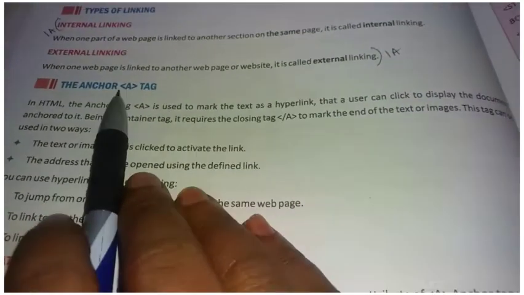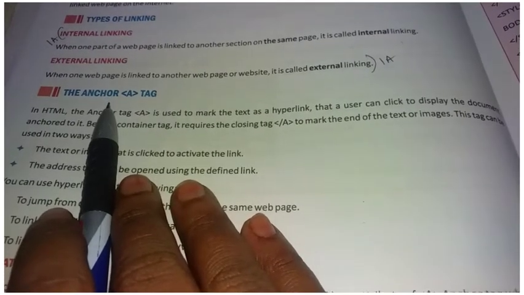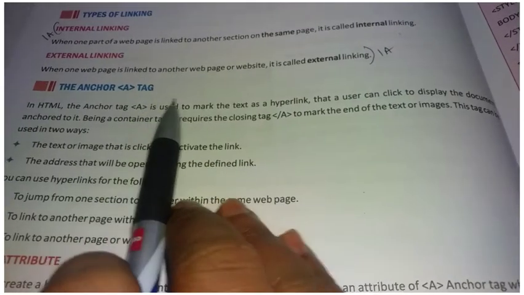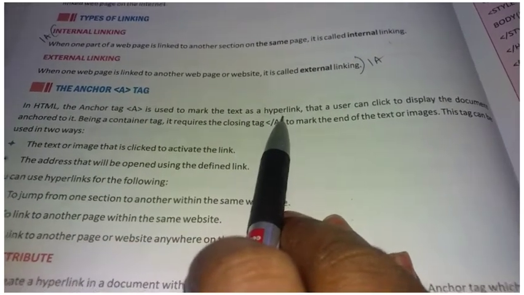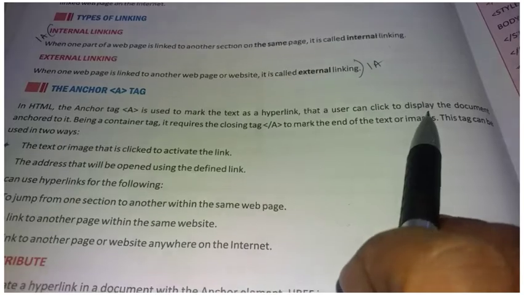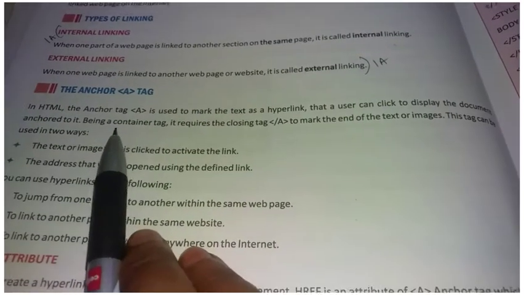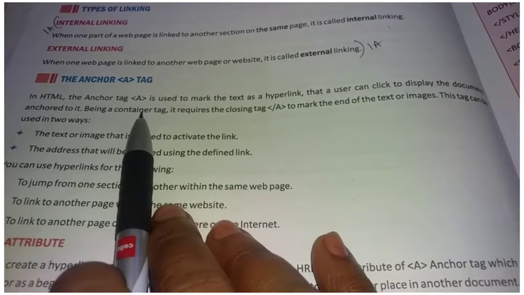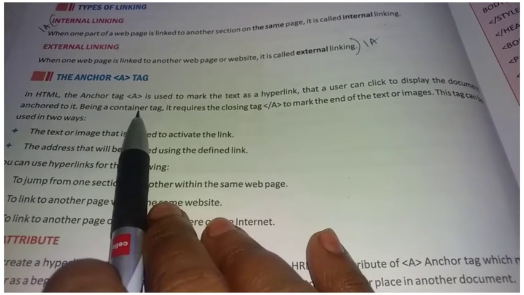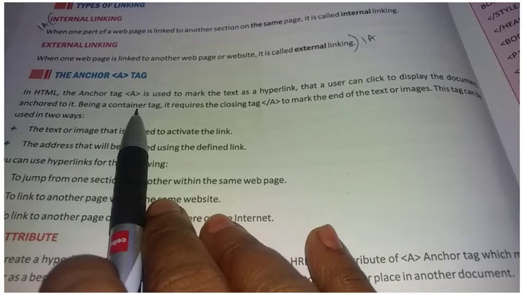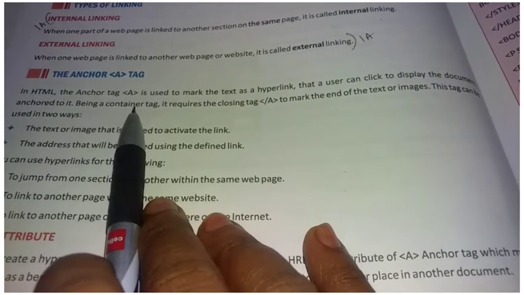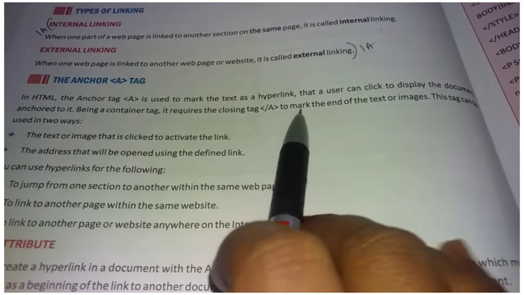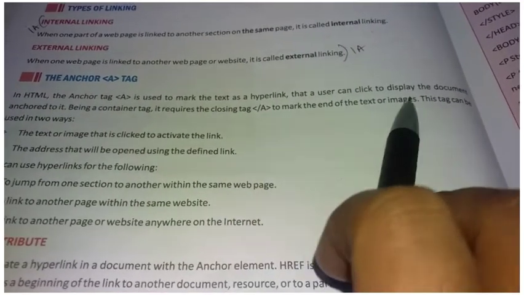Now see the starting: how to keep a link by using the anchor, a tag. This is used to mark the text as a hyperlink. The user can display the document anchored to it. Being a container tag, what is the meaning of a container tag, children? The tags which have both a start tag and an end tag are called container tags. It requires a closing tag /a to mark the end of the text or images.